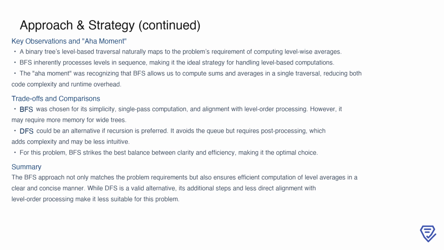One trade-off to consider with BFS is its memory usage, as the queue can grow large for wide trees. However, it still strikes the best balance between clarity and efficiency. In summary, BFS is the optimal choice for this problem because it aligns directly with the requirements, ensuring efficient computation of level averages in a straightforward and concise manner.